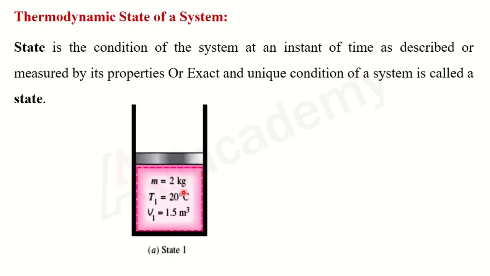So in the figure what you are observing, the piston cylinder arrangement contains some gas of mass 2 kg, temperature 20 degrees and volume V1. So I can say that this is at condition 1. As per the definition, the state is described using measurable properties. If any one of these properties changes, then this cannot be said to be the same condition of the thermodynamic system.